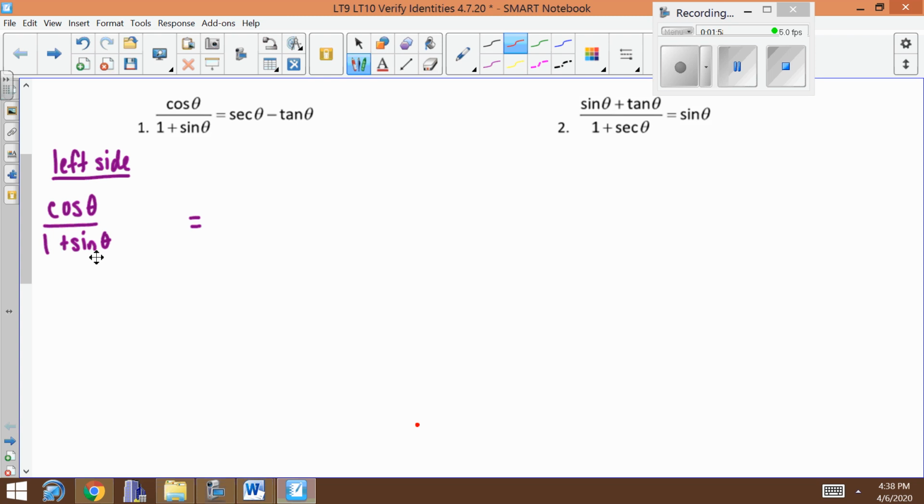Now, be careful on this. I sometimes find people wanting to try to square both sides. You're not allowed to do that when you're going through and verifying the identities. It's not an equation that we're solving. We actually can only deal with the one side.